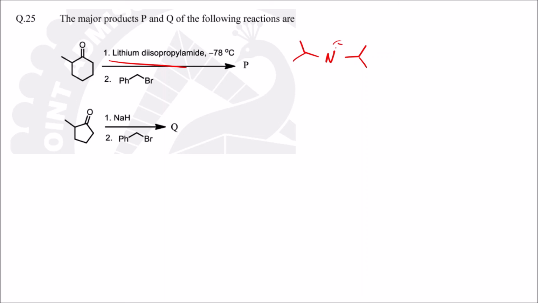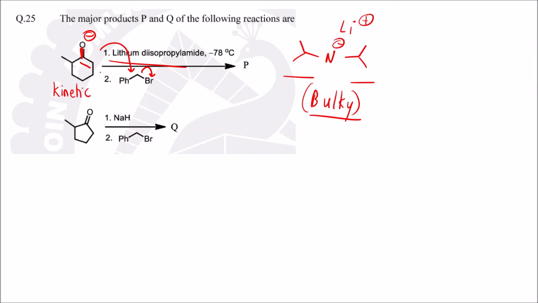This is the structure of lithium diisopropyl amide, 2 isopropyl groups and amide. This is a base. It is a bulky base, so it will abstract a proton from the less hindered side, this one. And then this will attack and you will get what? If you draw the enolate, it will be like this, the double bond will become like this. So this is a kinetic product. Why? Because here we are forming a less substituted and less stable alkene. So this will attack from this side, that is the less hindered side.